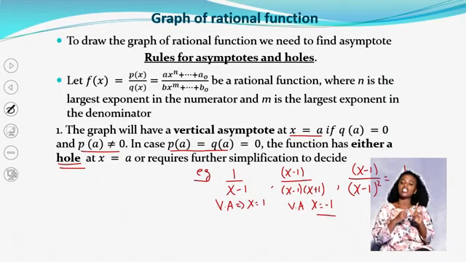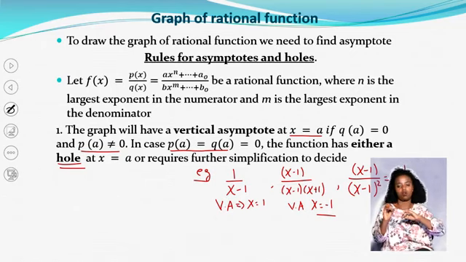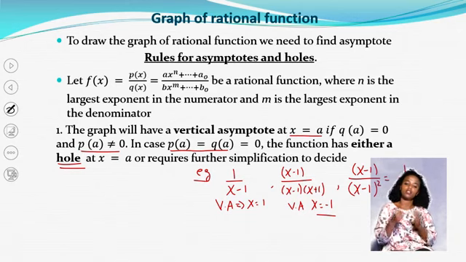Therefore, for this case, 1 makes the denominator 0, but cannot make the numerator 0. In this case, the graph has a vertical asymptote at x equals 1. This is what this sentence says.